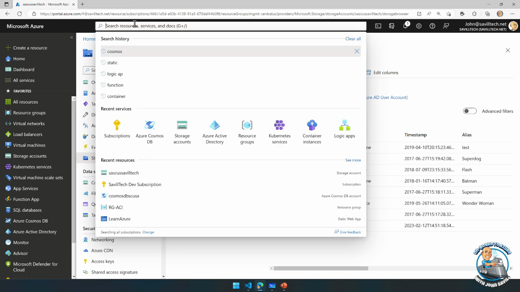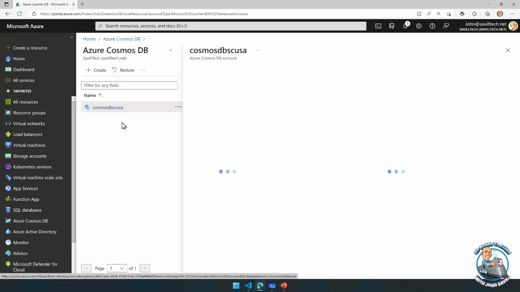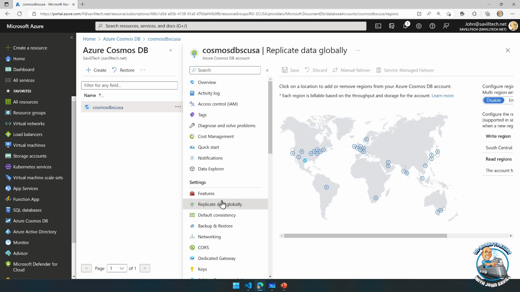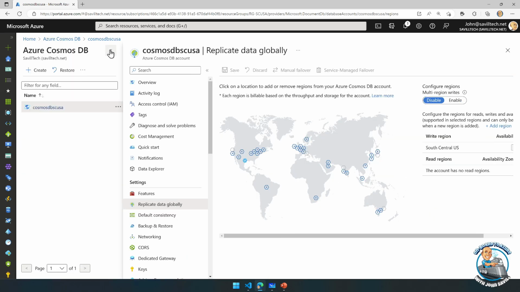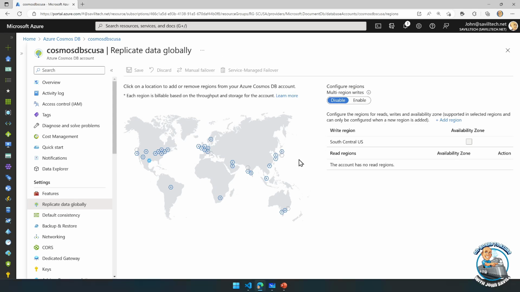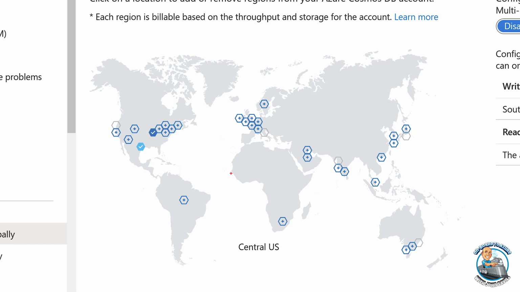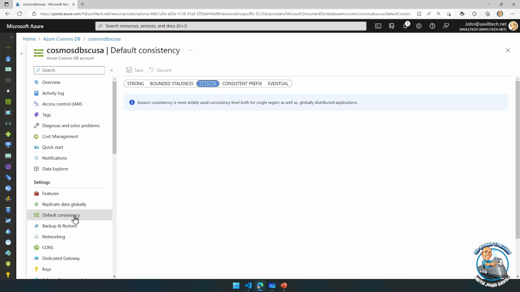So if I jump over to a Cosmos DB, well, firstly, I can tell it, is it multi-write or not? So if I replicate data globally, I can turn on multi-region writes. I've got it disabled. Again, I could not enable that if I had strong consistency, because it doesn't make sense. Notice I can add on as many replicas as I want. I'm going to pay more money, but I can add any region anywhere in the world to have a copy of this. But then I pick a consistency.